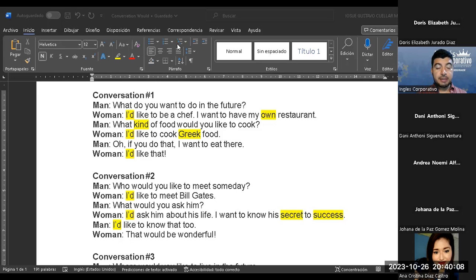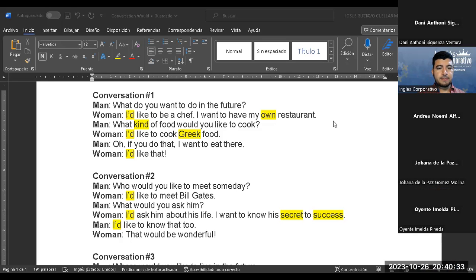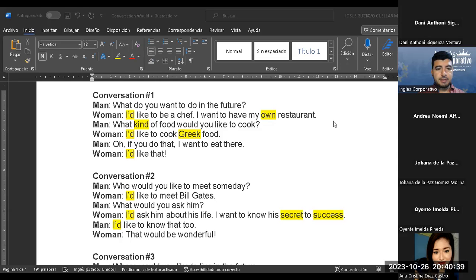Ana Cristina, ¿puedes aceptar la solicitud? Teacher, ya no la encuentro la solicitud. Ya te la envío de nuevo. Ok. Todavía no, permítame. Ahora. Sí, ya te la envié. Le di unir, pero no sé por qué me regresa. Prueba ahora. Okay, permítame.